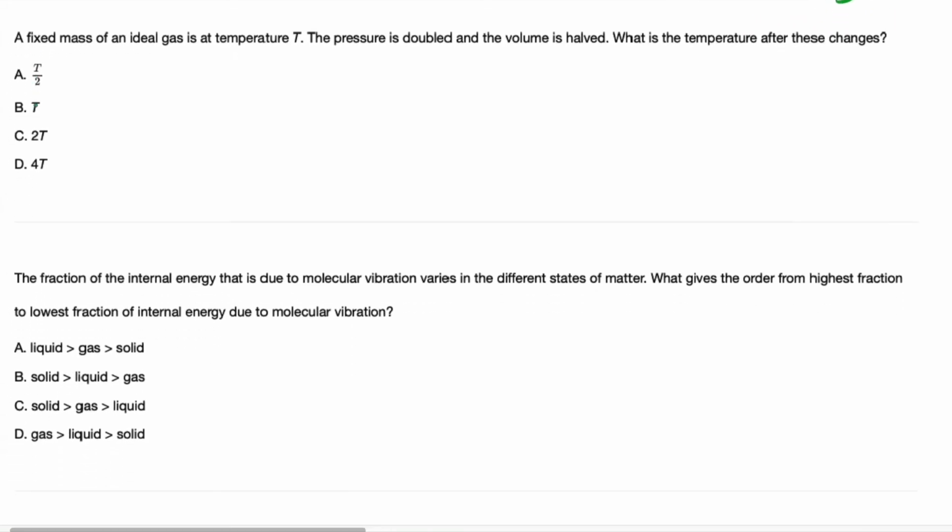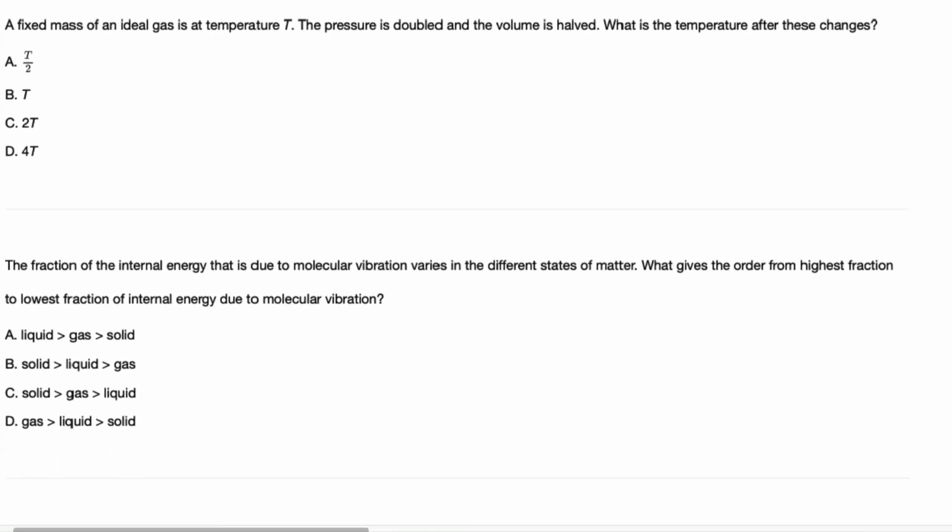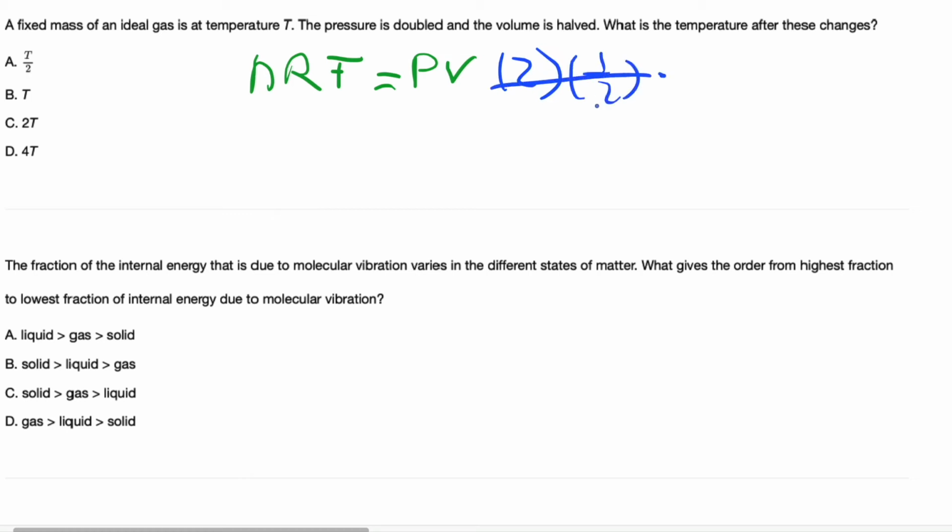A fixed mass of an ideal gas is at temperature T. Pressure is doubled, volume is halved. What does the temperature change to? So this one is a simple question, just testing the ideal gas equation. So what is the temperature if the pressure is doubled? So it's multiplied by 2. I don't want to use this color, it's so ugly. So multiply by 2 and then divided by 2, which is equal to 1. So no change will occur, right? So the answer will be B.